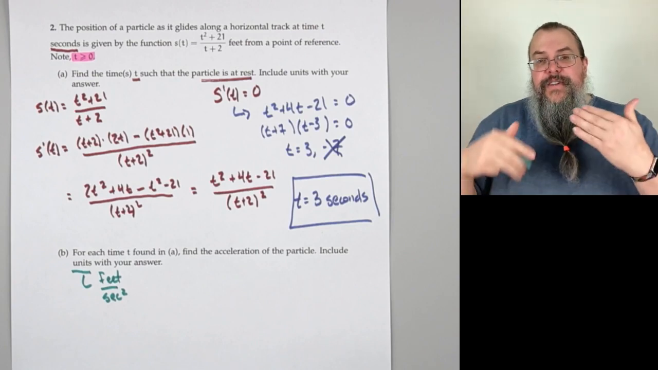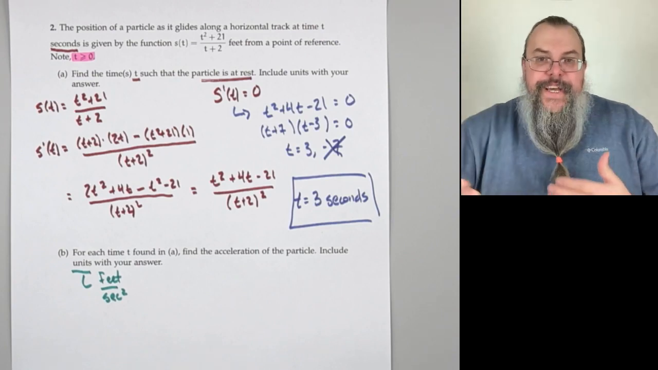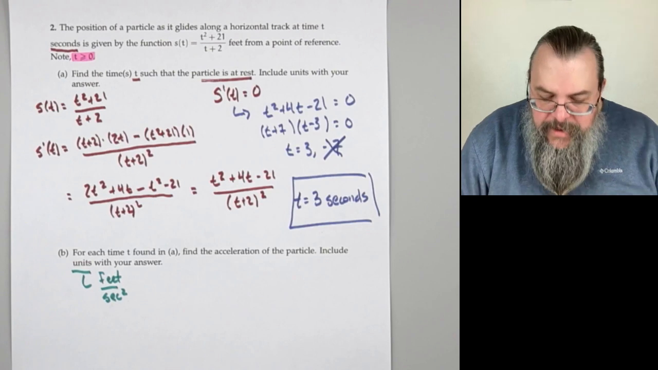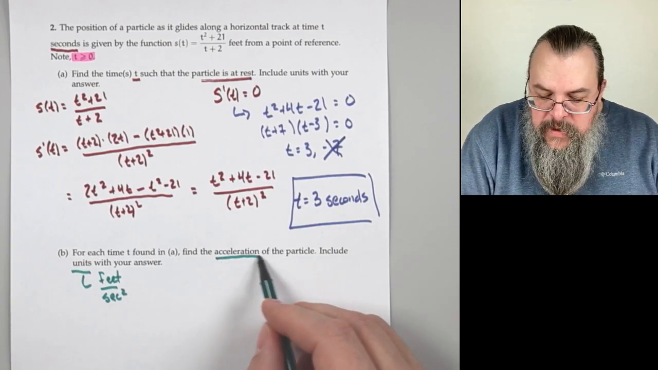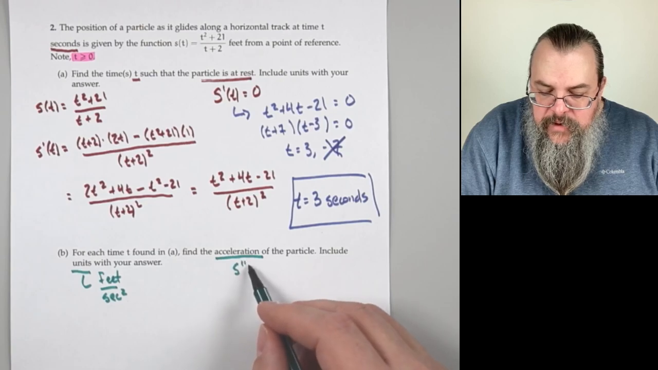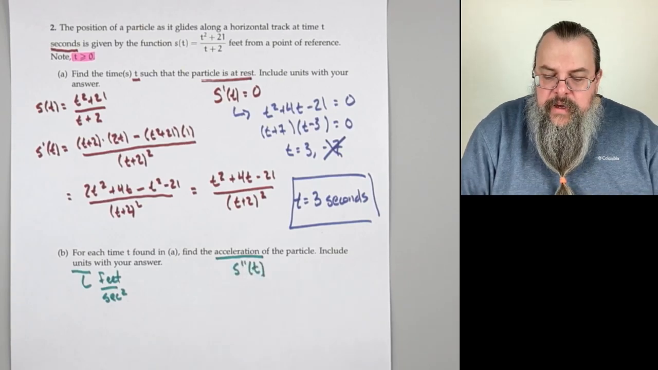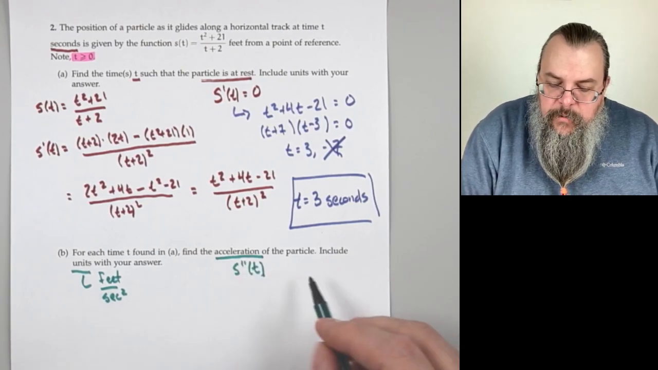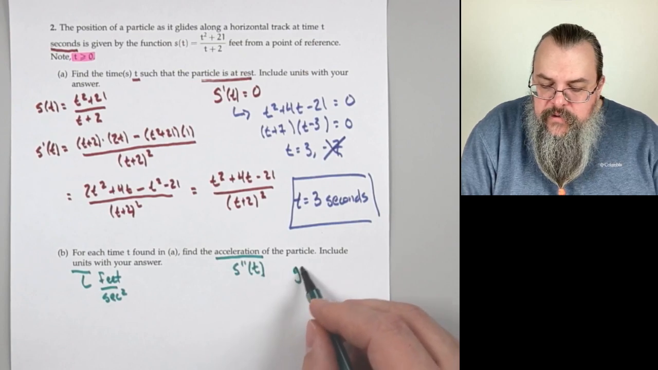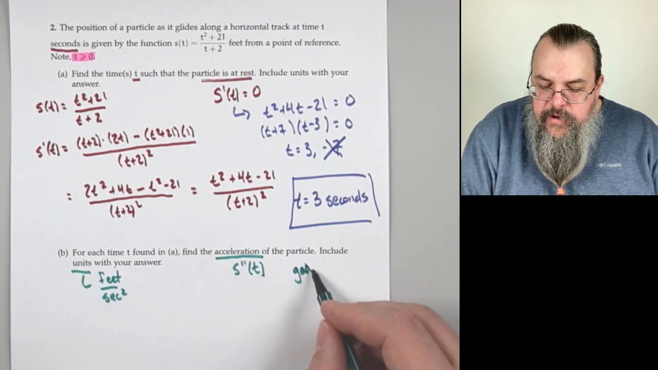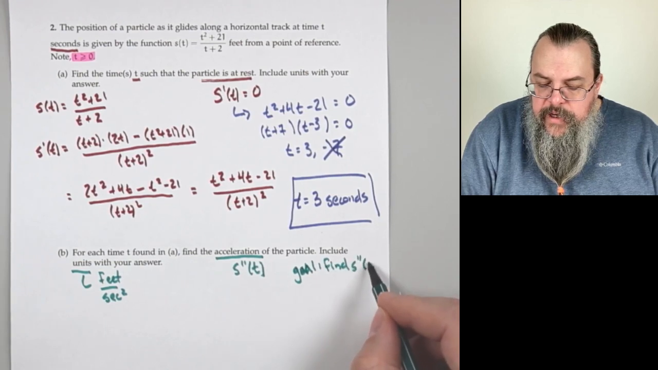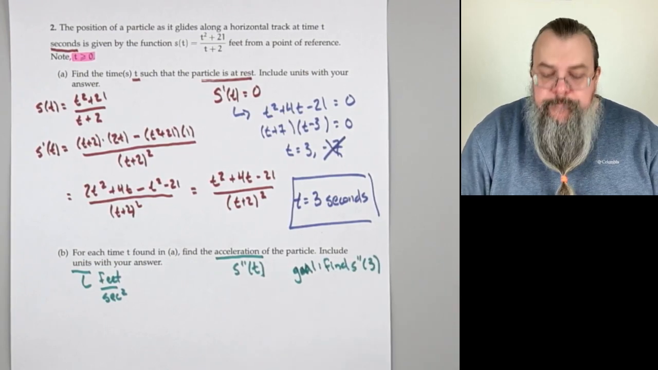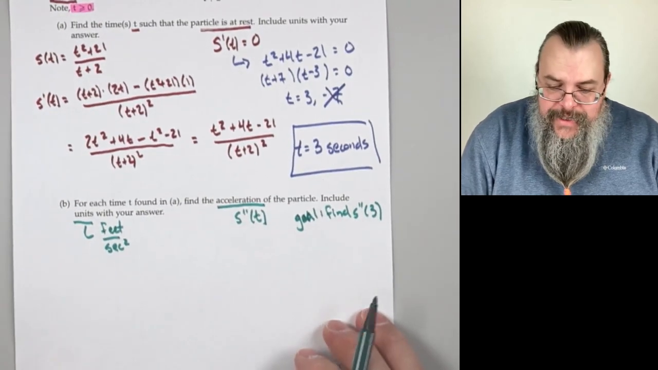Well, it really means that there's an iteration, feet per second per second. Okay, so what do we do? Well, acceleration is the second derivative of velocity. And so in particular, our goal is to find s double prime of 3.